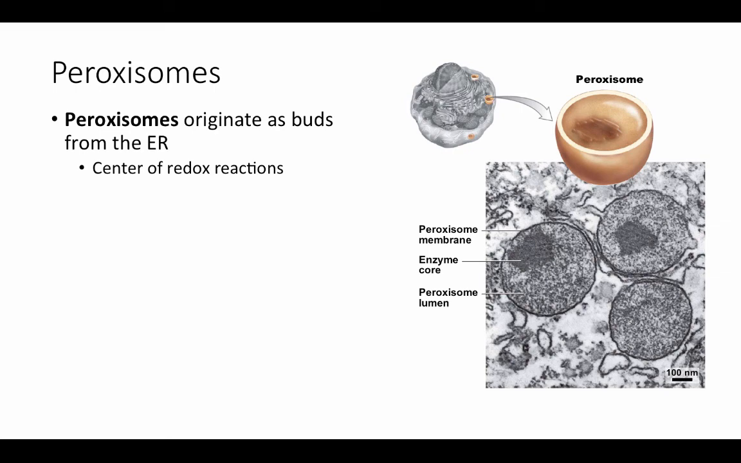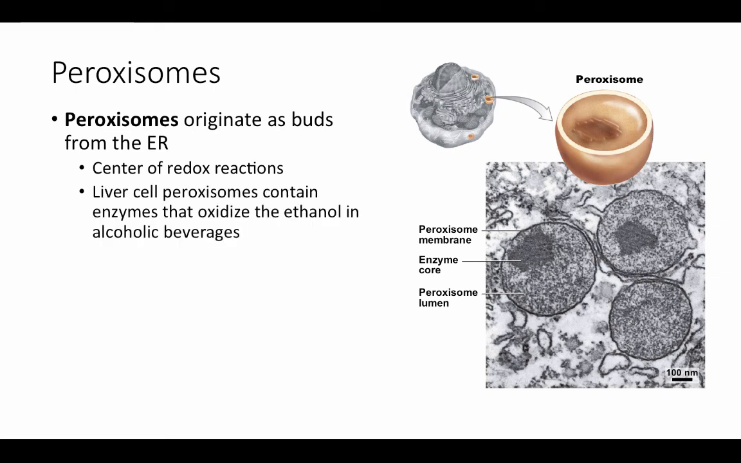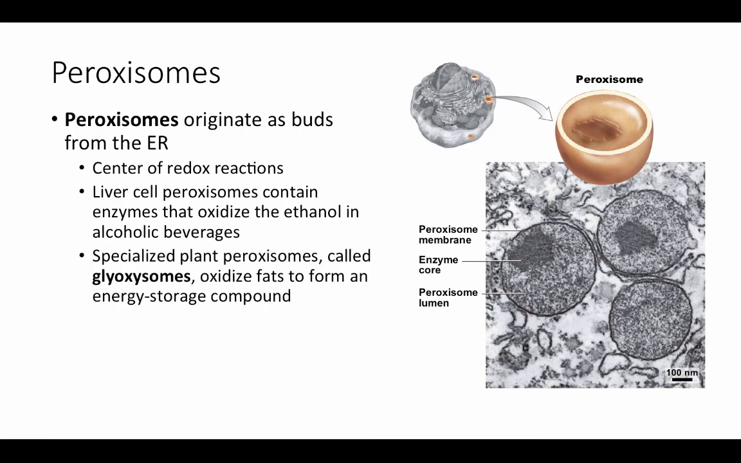So one of the purposes of these reactions is to break down things like fats or other large macromolecules into smaller units that can then be used in the mitochondria to break down further to provide energy for the cell. But also they have enzymes that can oxidize different toxins in the cell, such as the peroxisomes in liver cells that break down ethanol in alcoholic beverages. They're going to keep those kind of separated from the rest of the cell.